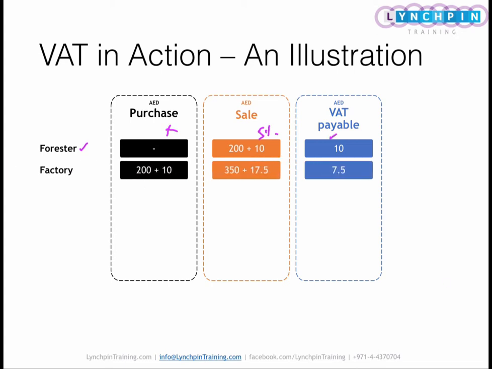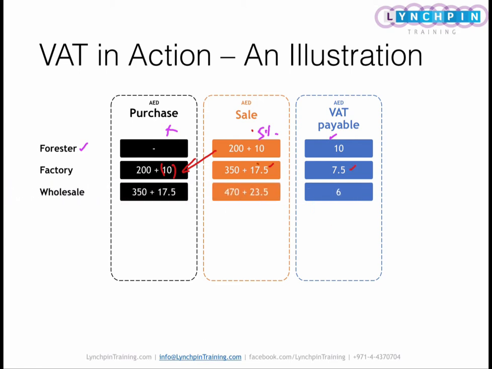Next, the sale of a forester is now a purchase for a factory. Now this output VAT is now input VAT for the factory. Now the factory onward sold to a wholesaler and has charged them output VAT. Now the factory would be adjusting its input VAT from its output VAT and paying the balance amount.